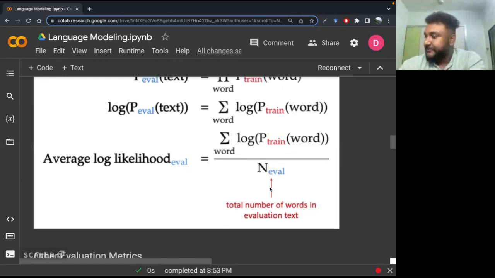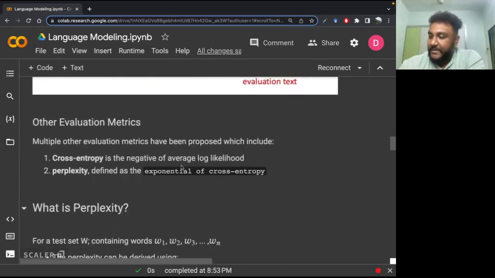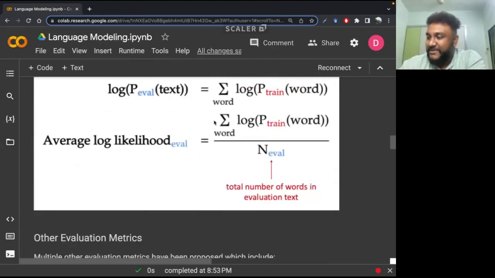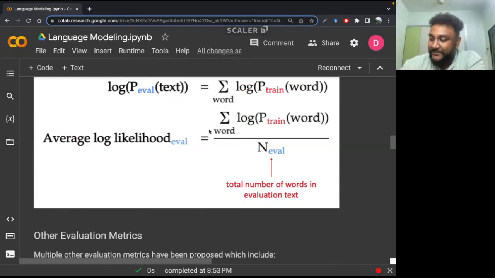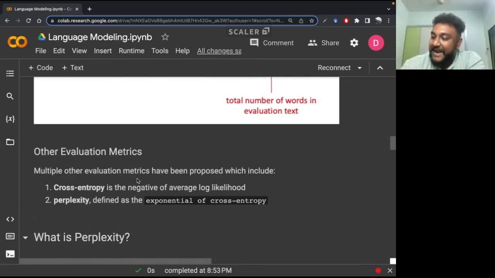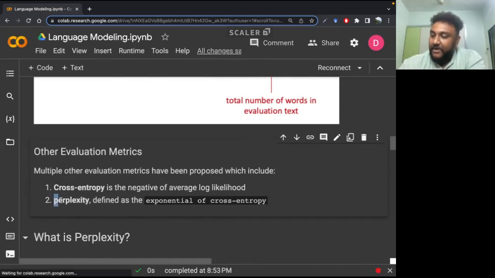Okay, cool. So of course, cross entropy is one more evaluation metric. Sorry, my bad. There is one difference between this and cross entropy. You have to take a negative over here, right? Cross entropy is the negative version of this. So it is not exactly cross entropy. You can get to cross entropy by taking the negative value of this, and then you can use that to evaluate your method. And finally, there is another way of evaluating your method, which is known as perplexity.